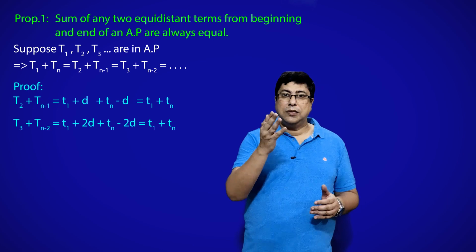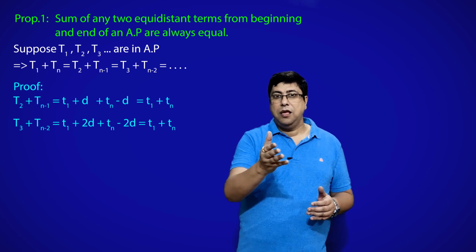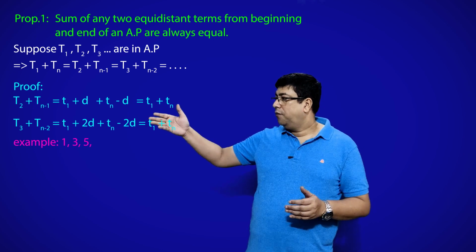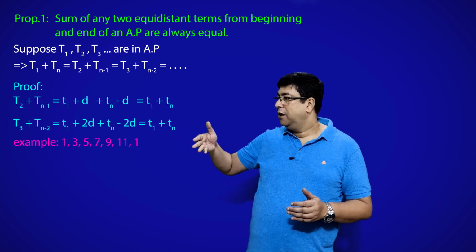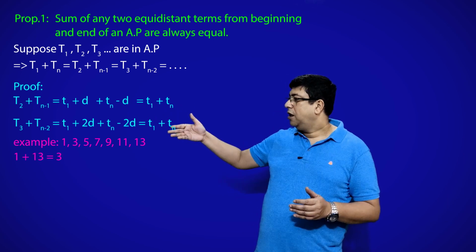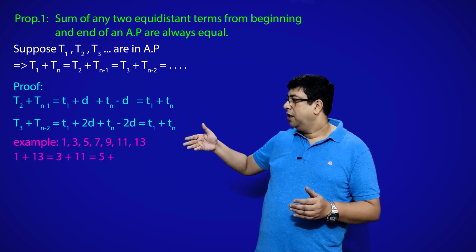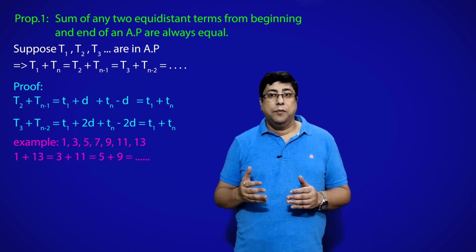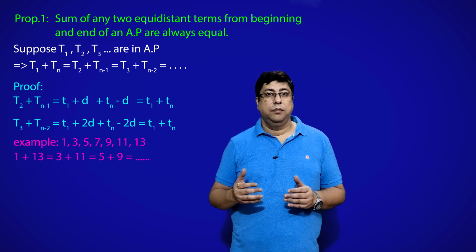I am giving one easy example so that you can understand the thing very easily. Suppose one AP is 1, 3, 5, 7, 9, 11, 13. In this case, 1 plus 13 equals 3 plus 11 equals 5 plus 9. So everybody, this is the example.